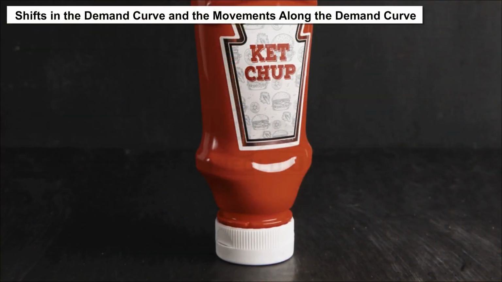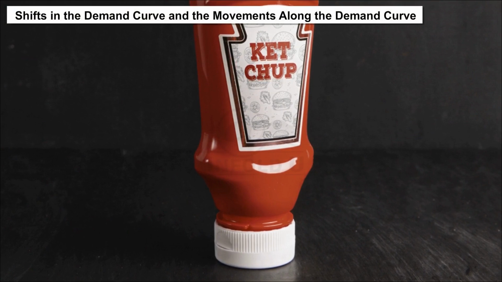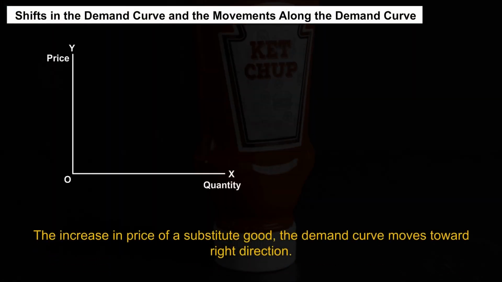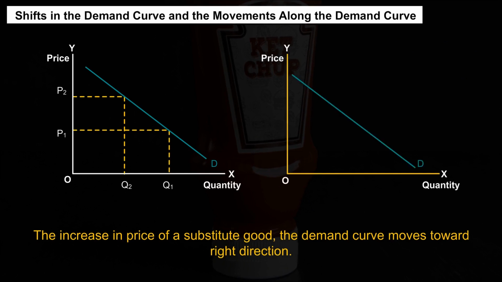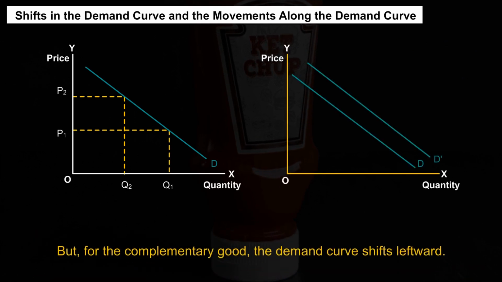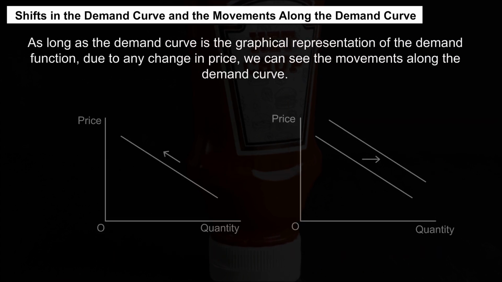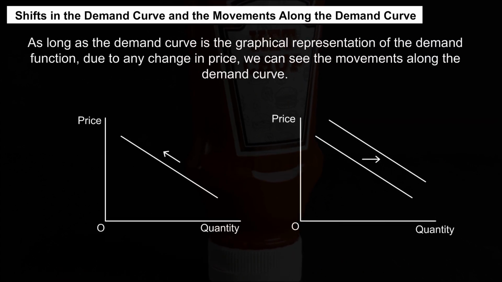Shifts in the demand curve and movements along the demand curve. When the price of a substitute good increases, the demand curve moves to the right. But for a complementary good, the demand curve shifts leftward. The demand curve is a graphical representation of the demand function, so due to any change in the price of the good itself, we see movements along the demand curve.